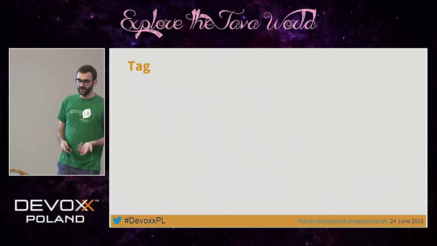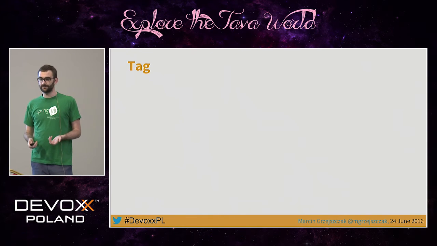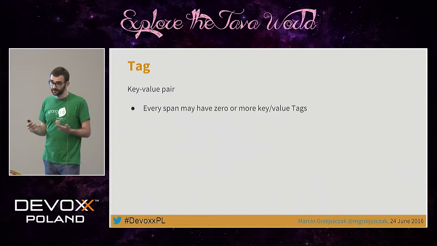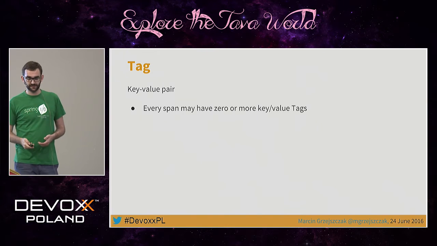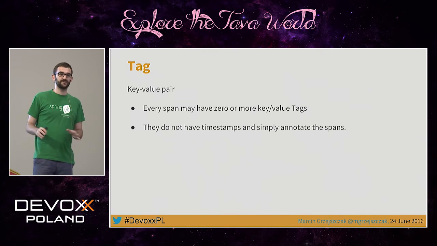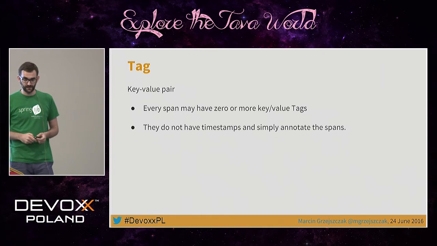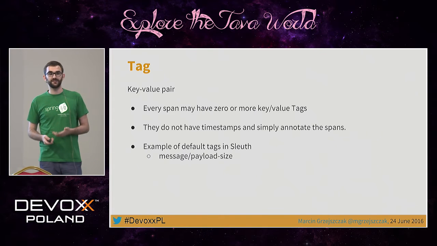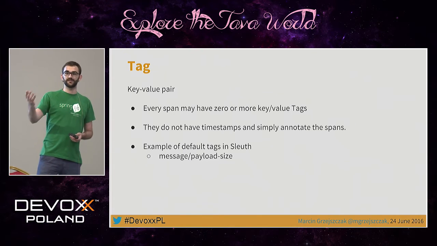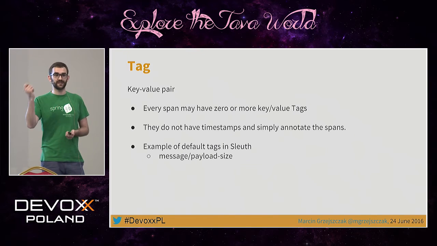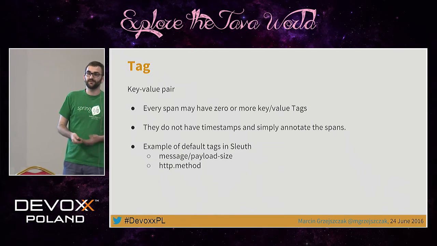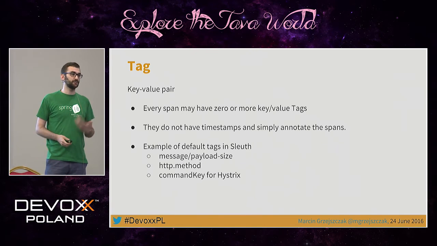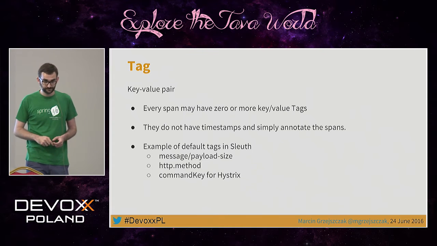For debugging purposes, you can also have something called a tag. A tag is a key-value pair, where every span can have 0 or more key-value tags. They don't have any timestamps. It's just a simple key-value pair. Examples of default tags in Sleuth are message payload size. When you're sending a message, we will provide you a tag with information: what was the size of this message, what was the method of the HTTP call, for example. And if you're using Hystrix, we're going to tell you what kind of command queue you were using.